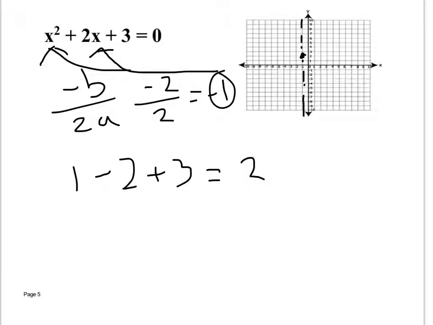This is a minimum because a is positive. I look, my y-intercept's at 3. So I do it on the exact same side and I draw it. What's my solution here? Where does it cross the x-axis? Nowhere. It doesn't. So it's the empty set, or no solution. All right? Any questions?